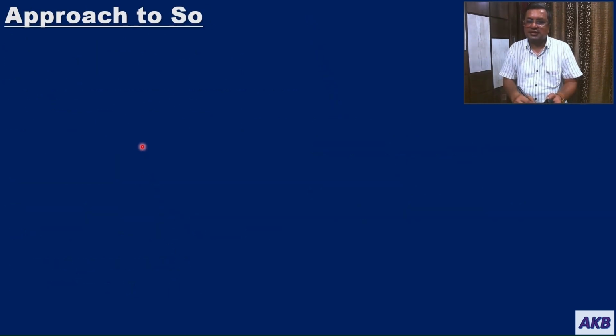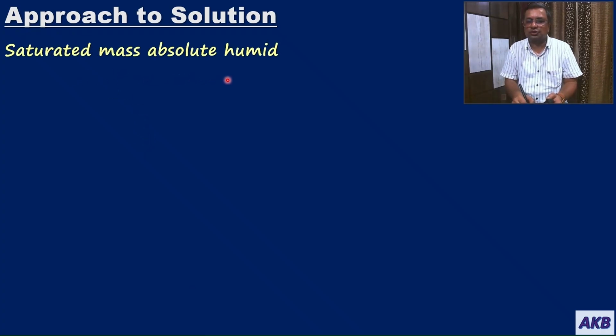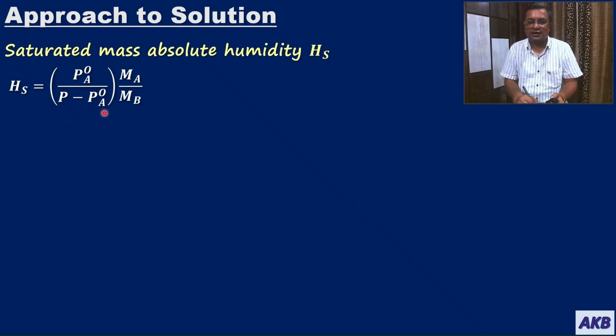The approach in this case is very simple. Equations are known to us. We just have to use those equations. So for getting saturated mass absolute humidity, that is Hs, we will be using this equation. Hs is equal to Pa0 upon P minus Pa0 into Ma upon Mb. Everything is known on the right hand side, and we can easily get Hs.